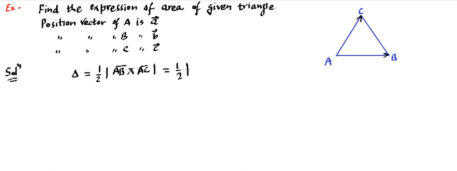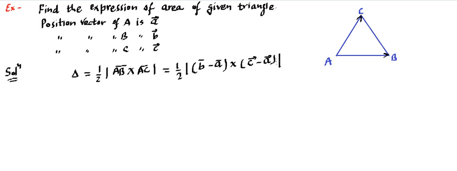So this is going to be half mod AB vector. Now we know any vector can be written as a position vector of the second minus position vector of first. So AB vector can be written as a position vector of B minus position vector of A. So we can write directly it's going to be position vector of B minus position vector of A. Then there is a cross product. And then AC vector will be written as a position vector of C minus position vector of A. So position vector of C is C vector and position vector of A is A vector.